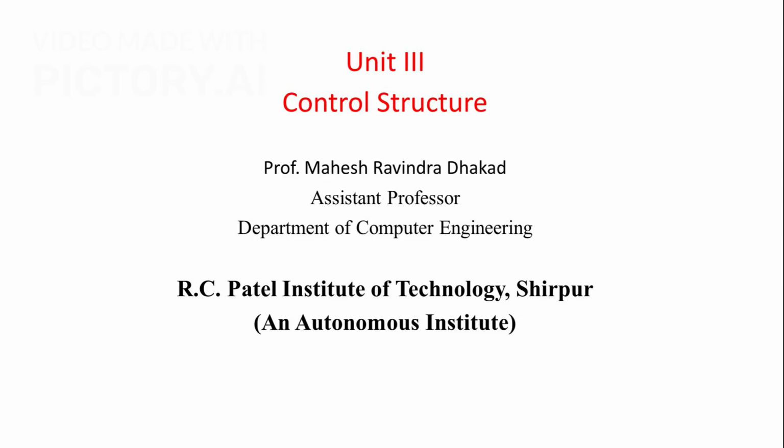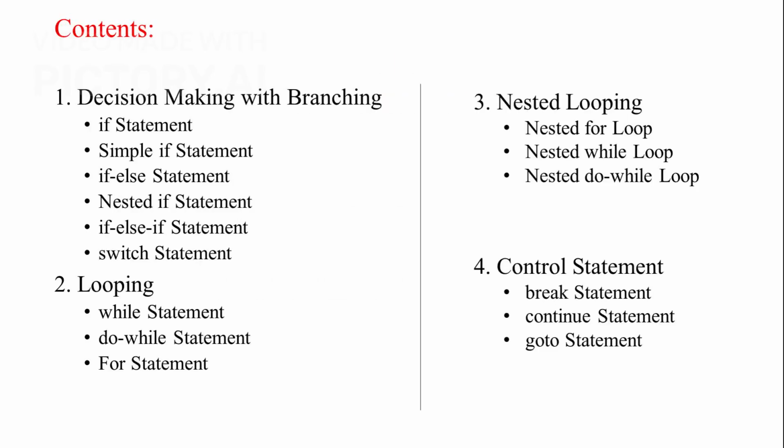In Unit 3, we delve into control structures, a fundamental concept in programming that dictates the flow of execution based on conditions. This unit covers decision-making with branching, looping, nested looping, and control statements. These are essential for managing the flow of programs efficiently.